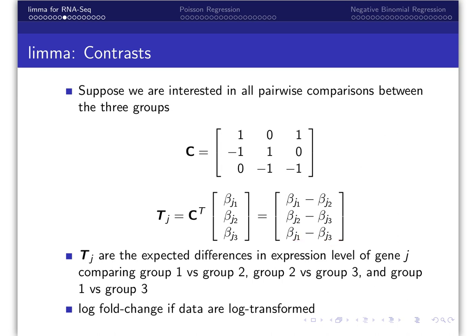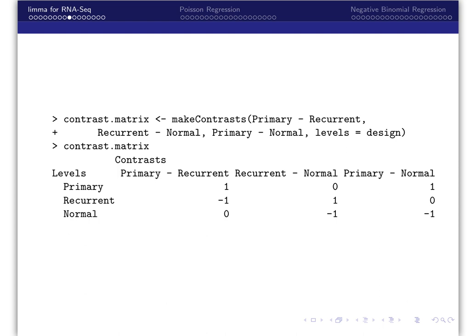Therefore, this matrix multiplication involving the contrast matrix yields the expected differences in expression level of gene J comparing the groups, which is the log fold change if the data are log transformed. We have already set up our design matrix X to include indicator variables for each of the 3 sample types, primary, recurrent, and normal. We can now use limma's makeContrasts function and specify the paired differences by name and include that those levels are defined in our design matrix.